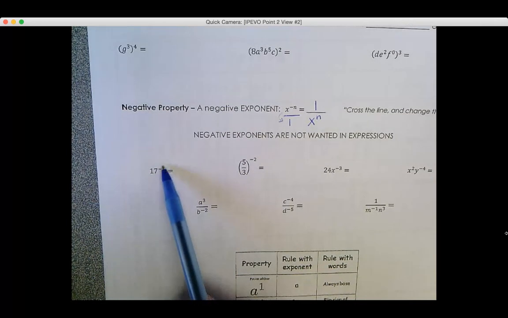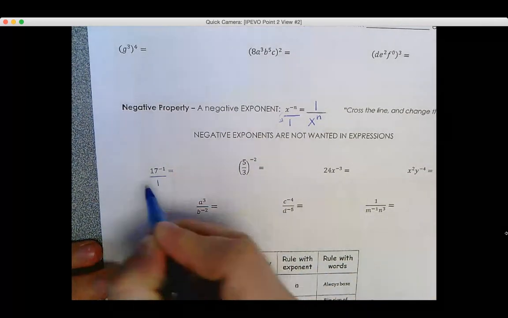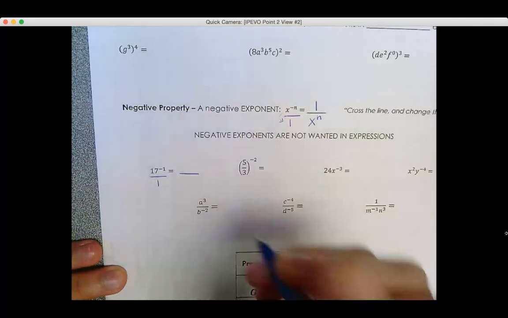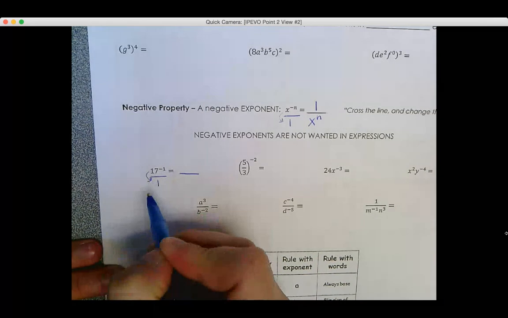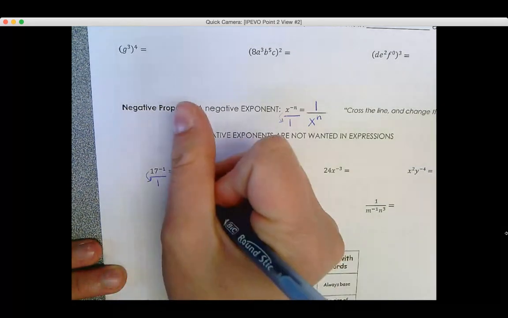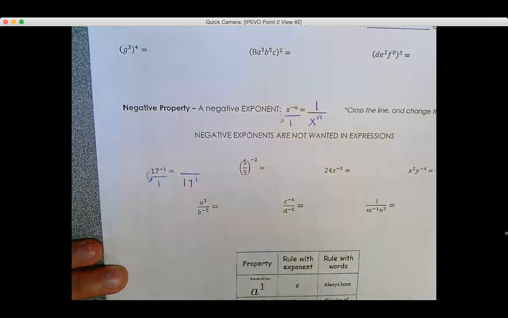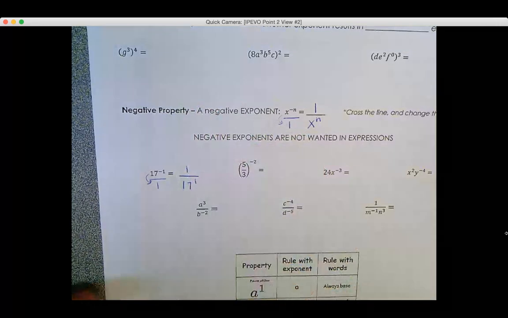The first one has a negative exponent. Okay, it's really over 1. It's already a fraction. So our new fraction, we're going to move this 17 to the negative 1 to the bottom, and that will change that exponent positive. So now once it's on bottom, it's 17 to the 1, and it's a positive. We do need a placeholder on top, and we'll use 1 as our placeholder.